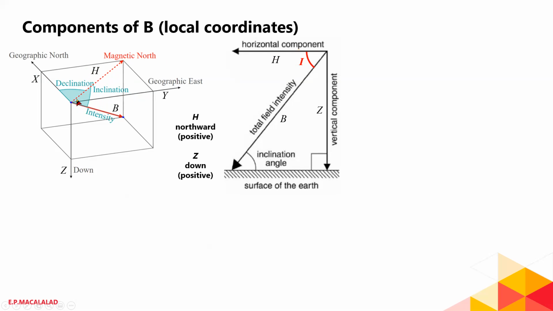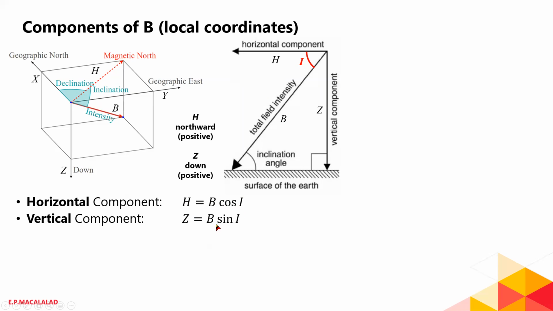By defining the horizontal component, which is the square root of X squared plus Y squared, we can define this angle. This angle is what we call the inclination. The inclination is the angle between the horizontal component and the total magnetic field. So this is your inclination angle. So in terms of these two parameters, the inclination and the total intensity, the horizontal component is equal to B cosine I.